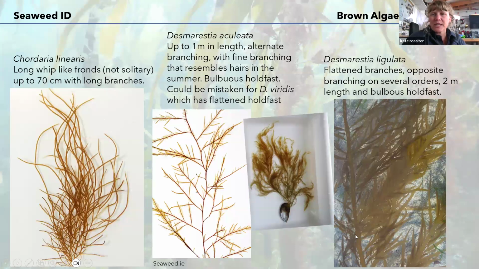And then you have your Desmarestia ligulata. This is very distinct in that it has very flattened branches and multiple levels of branching, so up to 3, I believe. And the bulbous holdfast.